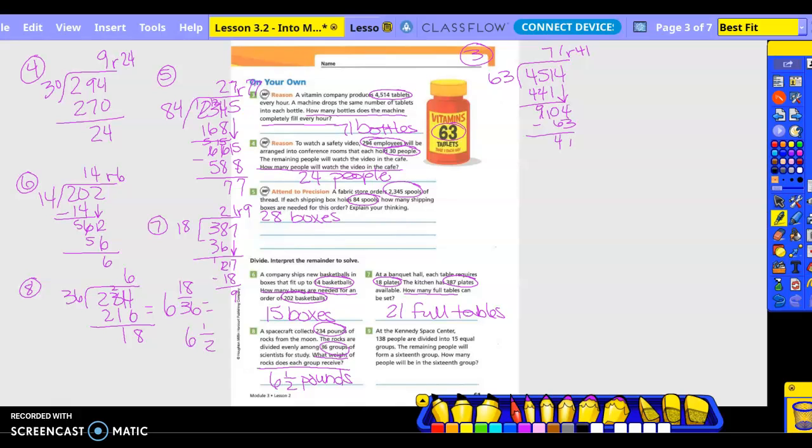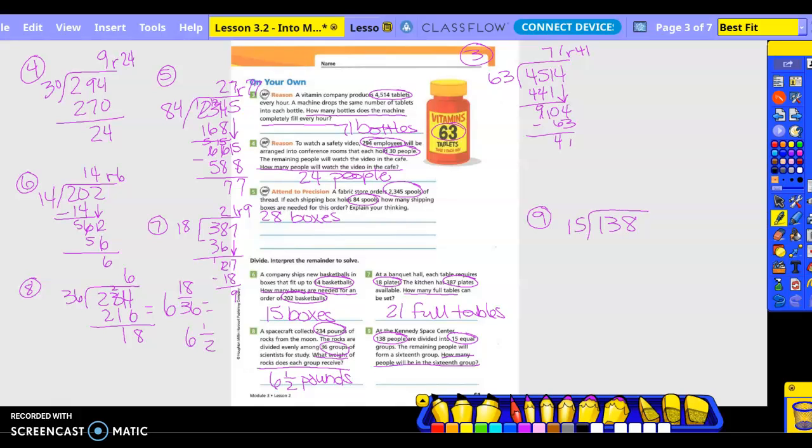Okay. Number 9. At the Kennedy Space Center, 138 people are divided into 15 equal groups. The remaining people will form a 16th group. How many people will be in the 16th group? So 138 people, 15 equal groups, and they want to know how many are going to be in that 16th group. So what is my dividend? Divided by my divisor of 15.